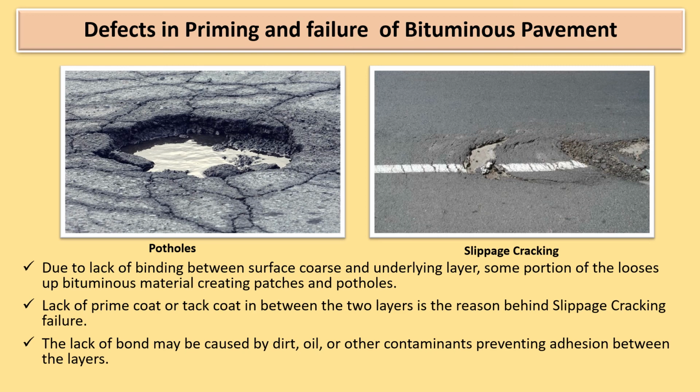Similarly, the slippage cracking failure is observed at different sites due to the braking effect of the loaded vehicle over the bituminous surface. The lack of bonding due to ineffective application of prime and tack coat between different layers, the action of slippage gears up to form slippage cracks in the long run.